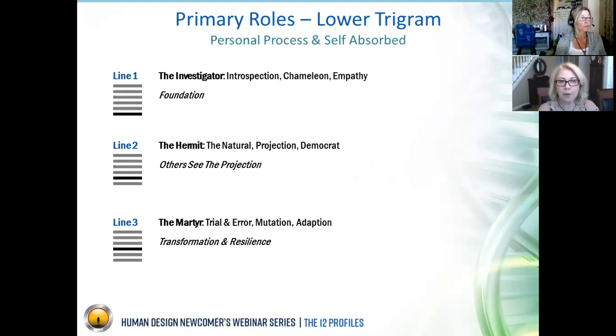So the primary roles in the lower trigram are a personal process and self-absorbed. And before we go too much further, I love to bring in that human design language is amoral. There's no good or bad. There's no judgment here. It just is. So when we say self-absorbed, it's more personal, a more introspective type of quality. Line 1, the investigator. If you have a line 1 in your profile, you more than likely, and I do for sure, investigate things.